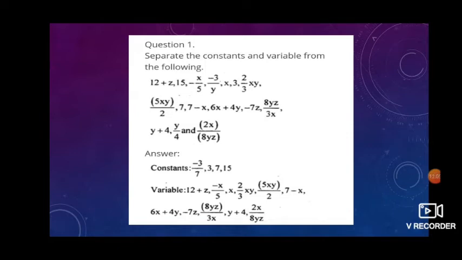Here 15 is the constant. Whatever the situation, 15 will be 15 only. So it will come under the constant. Next one, minus x by 5. Here x is a variable, 5 is a constant. But whenever the value of x changes, the value of x by 5 also changes. So it will come under the variable. In the same way, please go through the remaining terms and try to separate them by yourself, children.